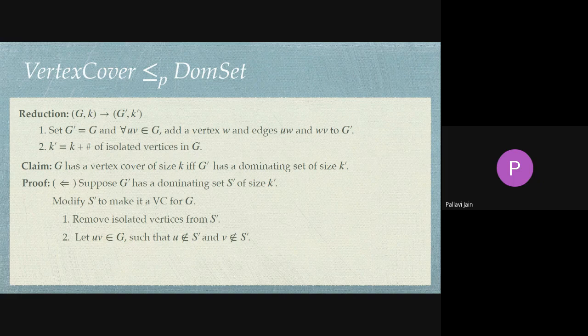Then there must exist some edge UV such that neither U nor V belongs to S prime. If that is the case, what I claim is that this new vertex W should be in S prime, because U and V were the only neighbors of W in G prime. So if U is not in S prime and V is not in S prime, then W should be in S prime. So we will remove W from S prime and add U to S prime. Then we again pick an edge not covered by S prime and perform this operation again. Every time, we keep the size of S prime the same. So finally, we will have a vertex cover of size K.